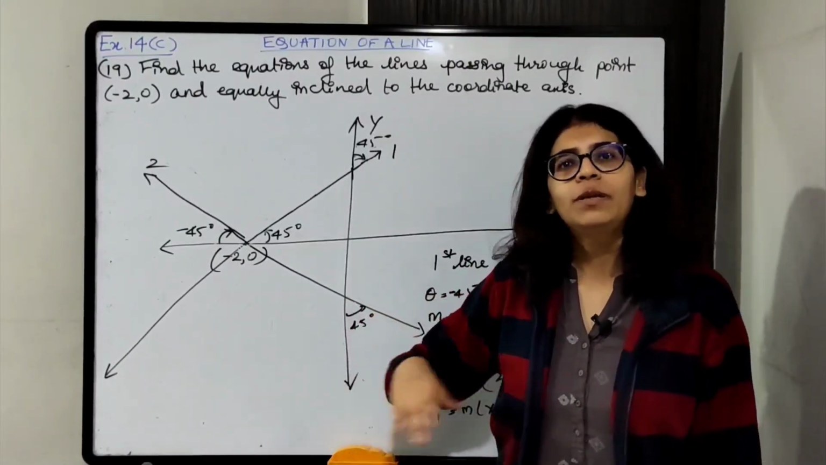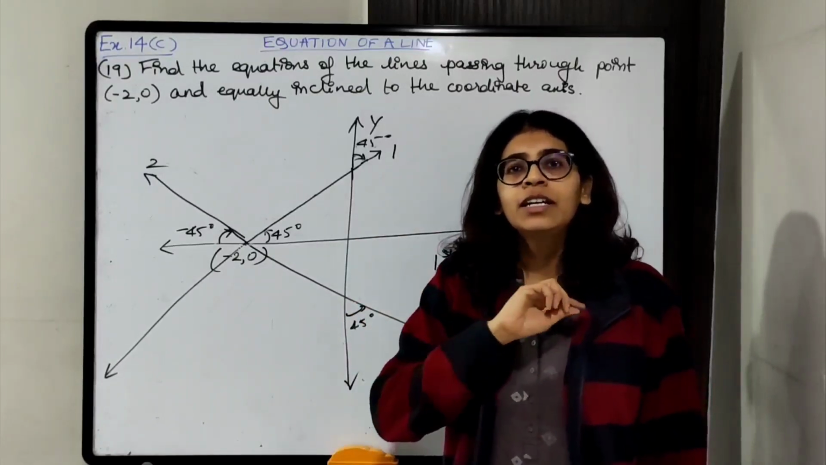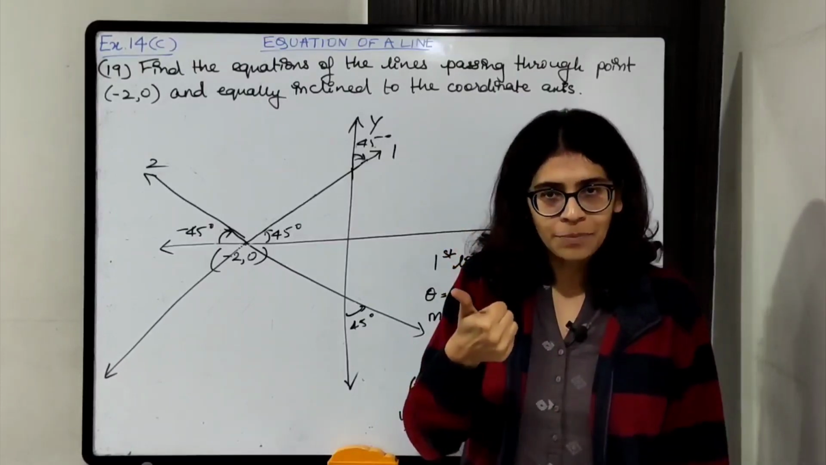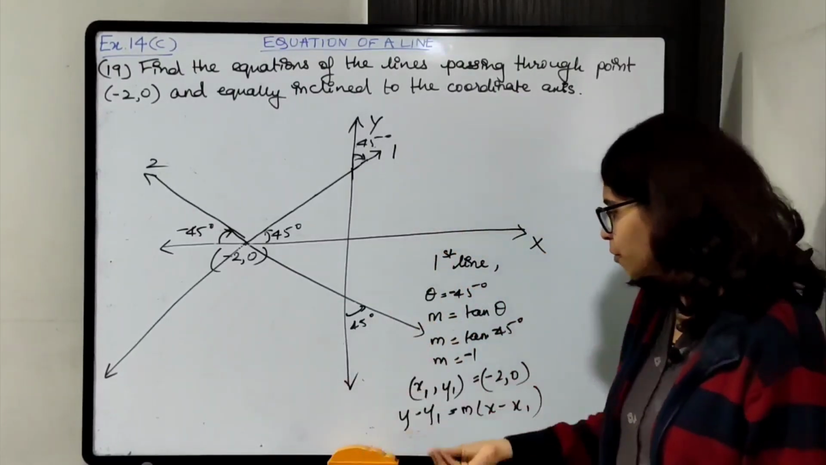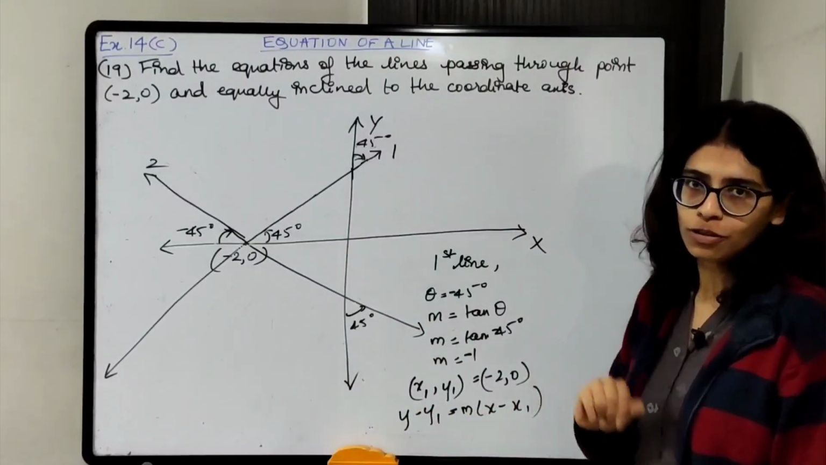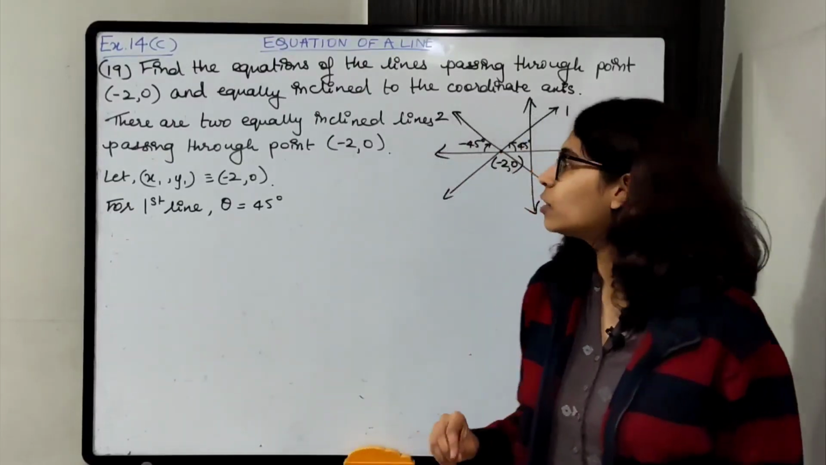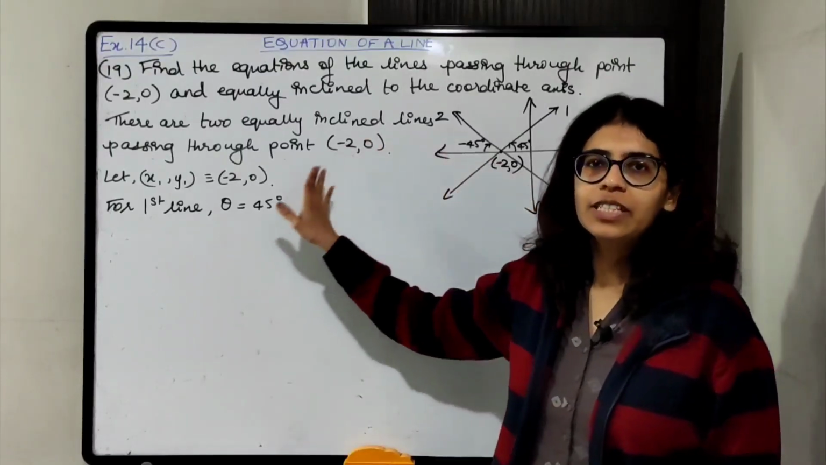Okay, so we'll be using point slope form, or slope point form, whatever you call it. So we'll use that. Slope will easily be found using theta, and the coordinates of one point are given. We'll be using the formula y minus y1 is equal to m into x minus x1. So let's solve now. There are a few statements to be written, but before that draw the diagram. Okay, draw it and then start with the statements.